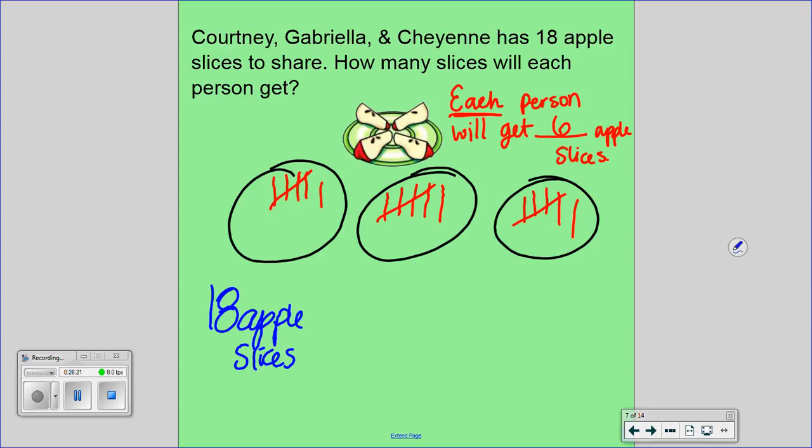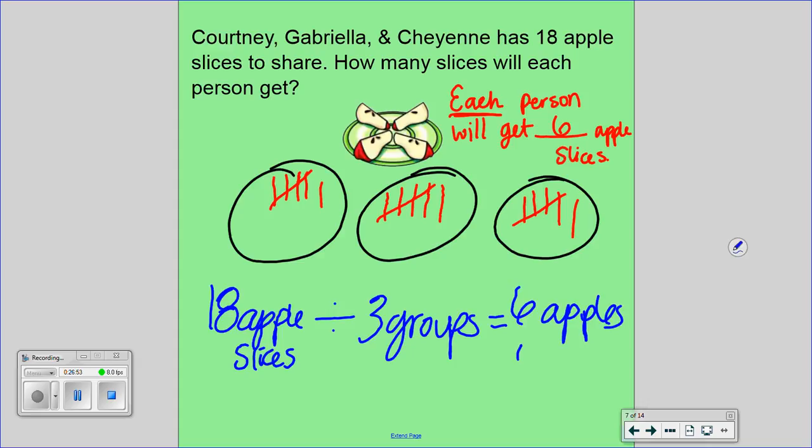Throw them around the room? No. Brian, what did I want to do with those apple slices? Divide them into 3 groups. To 3 groups for our 3 kiddos up here. So 18 apple slices divided into 3 groups for our 3 friends gave us what? Susie? 6 apples.